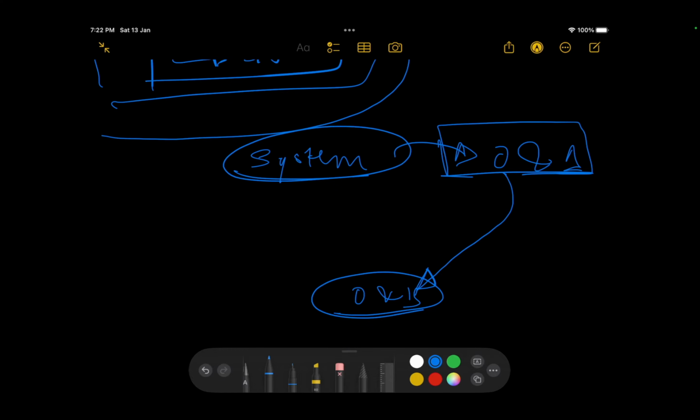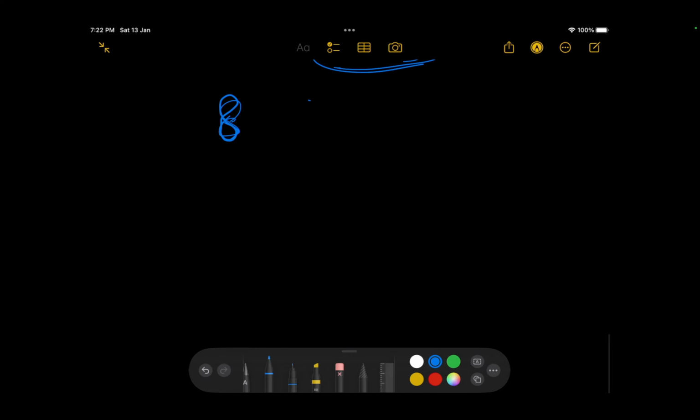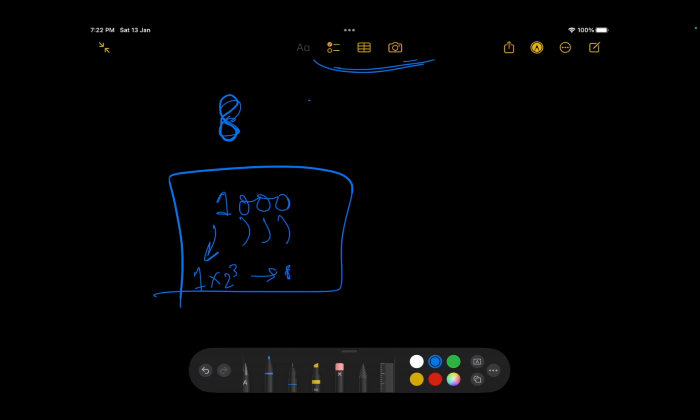So maybe you give it a number, like store a number for me that is 8. But your system cannot store 8. It can only store zeros and ones. So at the end, it's going to store 1000. So this would become 0, 0, 0, and this value is 1 into 2 to the power 3. That would give you 8. So that's how the system stores numbers.